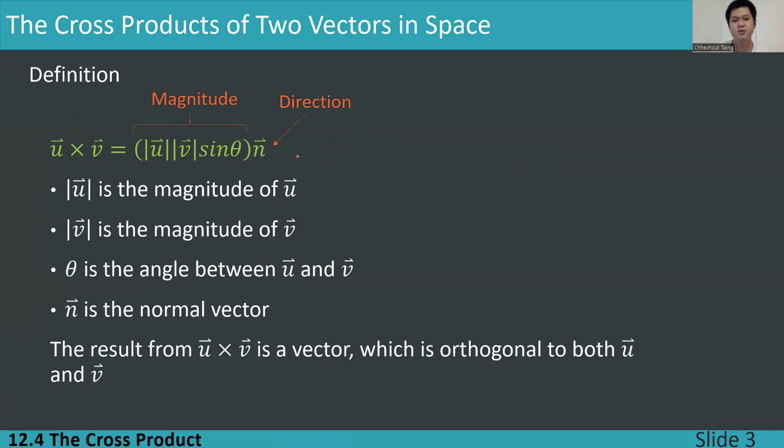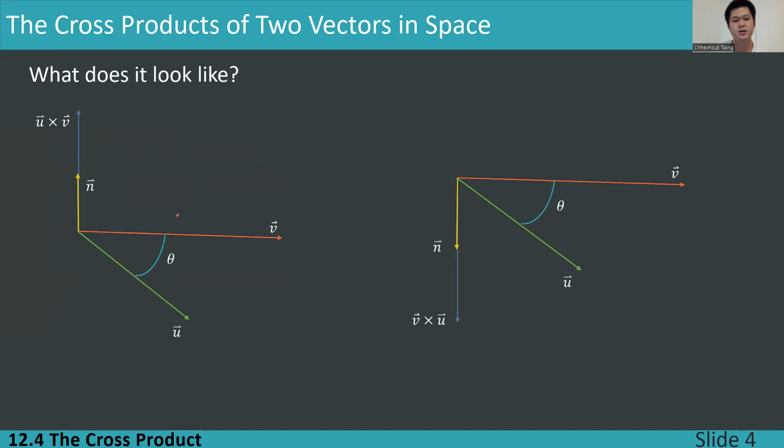Here we'll take a small note about its magnitude. The magnitude of u cross v is the magnitude of u times the magnitude of v times sine theta. We'll use this later on. So let's move on to the next part, which is what does it look like? If you have two vectors, vector u and vector v, and you cross them, you get a vector that is orthogonal to both vectors. If you use v cross u instead, you receive a vector that is also orthogonal to both u and v, except this time it's in the opposite direction.